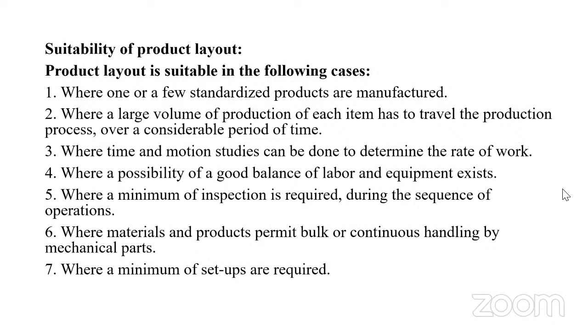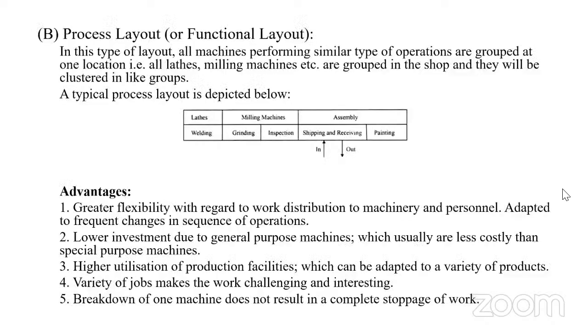Suitability of product layout. Product layout is suitable in the following cases: where one or few standardized products are manufactured, where time and motion studies can be done to determine the rate of work, where a possibility of a good balance of labor and equipment exists, where minimum of inspection is required during the sequence of operations, where materials and products permit bulk or continuous handling by mechanical means, where a minimum of setups are required.